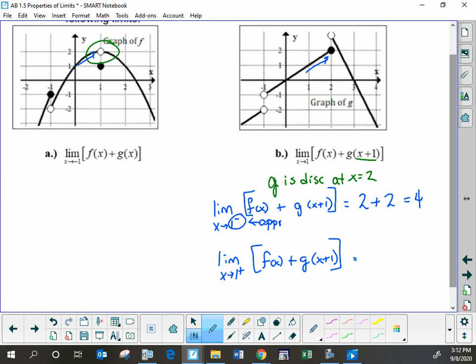Approach from the left of 1, right? Now, the right of 1, something a little bit bigger than 1, we still approach 2, a height of 2 for f of x. Now, if I put in something a little bit bigger than 1, it gives me something a little bit bigger than 2. So I'm really looking at g from 2 plus. 2 plus side means I'm coming into 3, which gives me a 5.